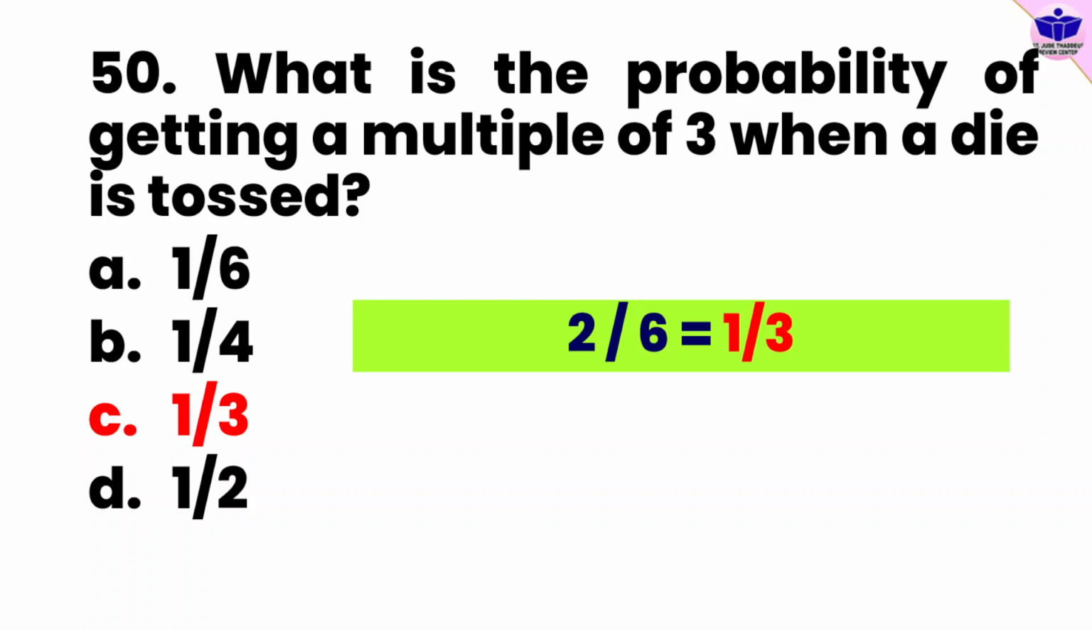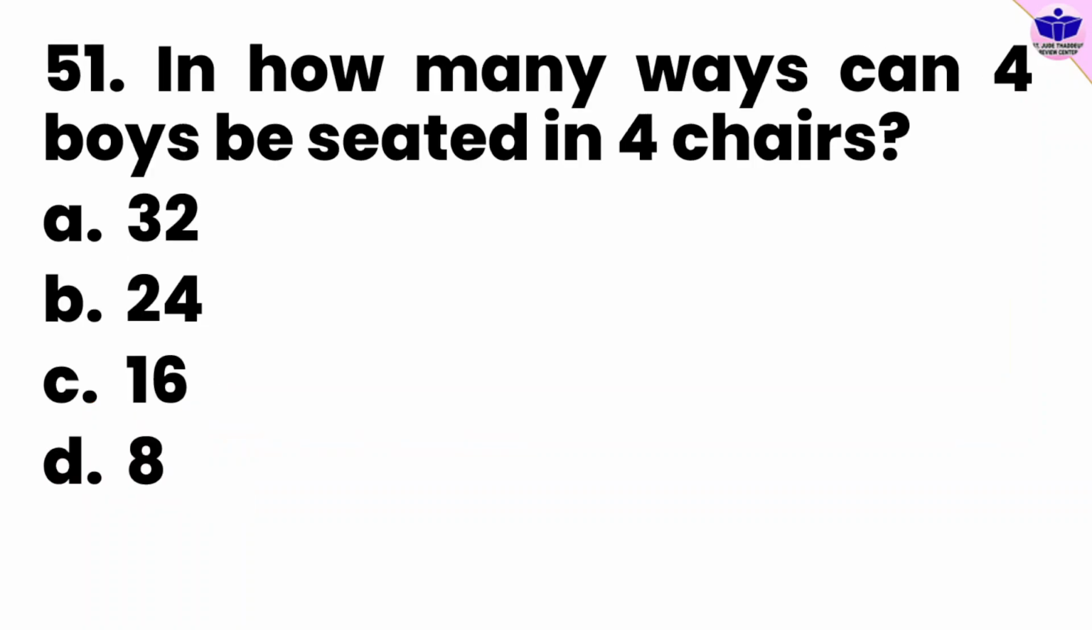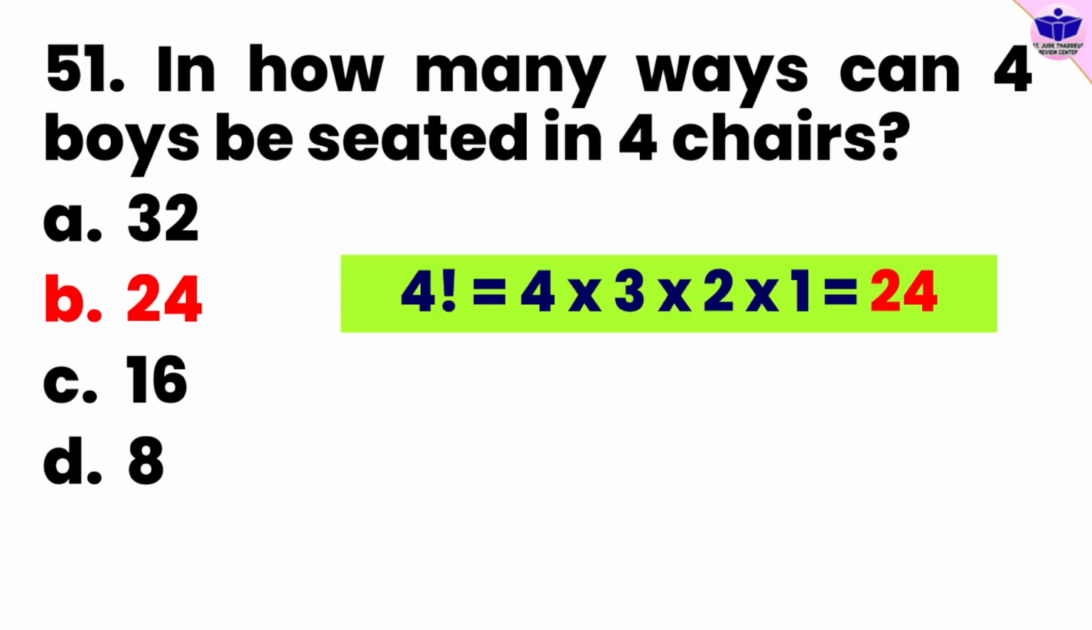Okay, number 51. In how many ways can 4 boys be seated in 4 chairs? A. 32, B. 24, C. 16, or D. 8? How many ways can 4 boys be seated in 4 chairs? The answer is letter B, 24.